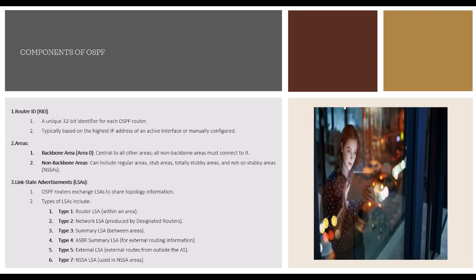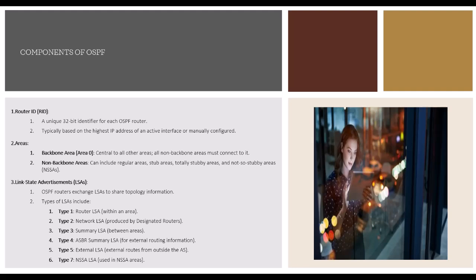Now the components of OSPF. We have already gone through this in our lectures and when we were doing the labs, but let me go back to it just to refresh this information. It's important to use router IDs when it comes to designing OSPF. It's a unique 32-bit identifier for each router. If a router ID is not configured, then it uses the highest IP of the active interface or the one that's manually configured.